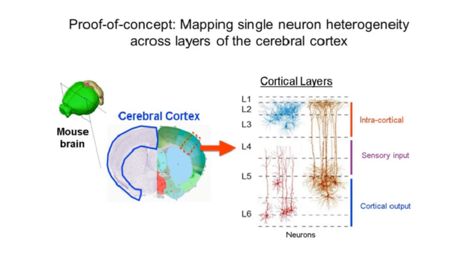So to validate our approach, we examined the rich neuronal diversity in the mouse cerebral cortex. On the left, you can see a 3D diagram and a coronal section of the mouse brain where the cortex is outlined in blue in the middle. A fundamental structural feature of the cerebral cortex is its organization into areas and layers. The cortical areas mapped on the other hemisphere of the section contain neuronal circuits that are functionally specialized for different sensory and cognitive functions, such as vision and hearing.